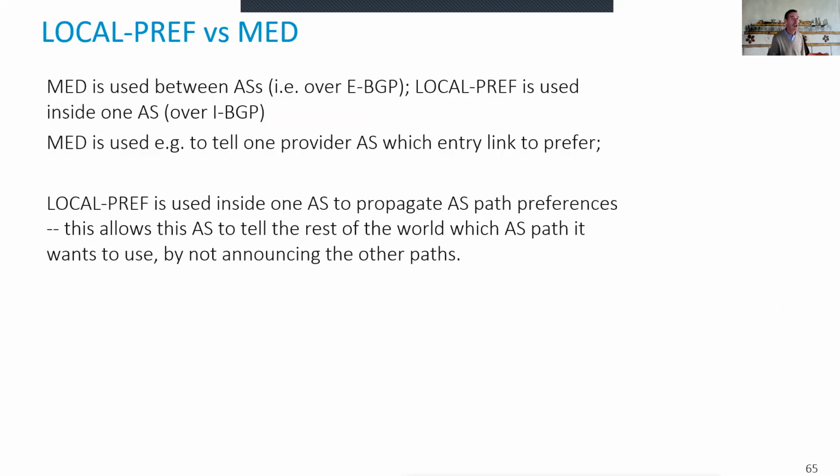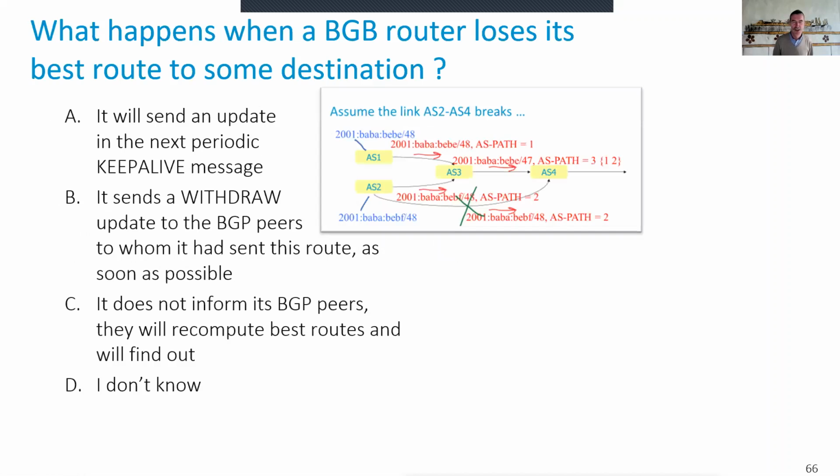So we've seen two fields, local pref versus MED. Local pref is used inside an AS to propagate the AS path preferences, and it is really a field that has an important role in implementing the policy. MED is used in a more specific case when we essentially have dual homing. And there are many others that can be used, but we'll not go through them.